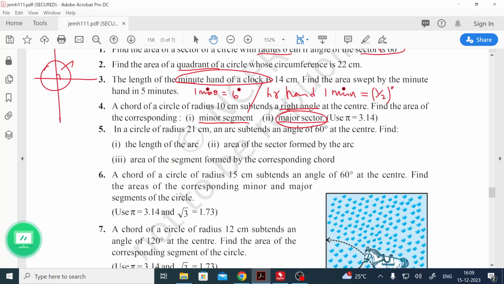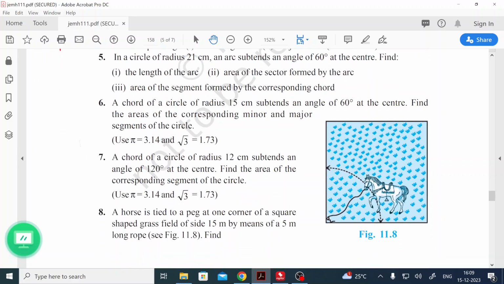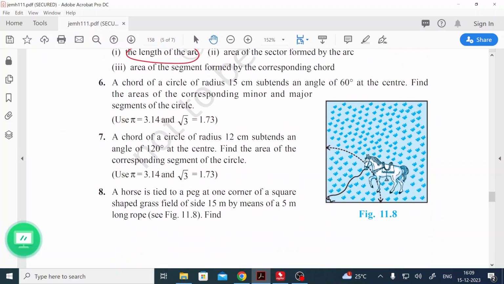Radius is subtend angle 60 degree. Length of arc, the formula is theta by 360, 2 pi r. Okay? It's very simple. Anything else you have a doubt? This is also the same thing I said, that example. Okay?